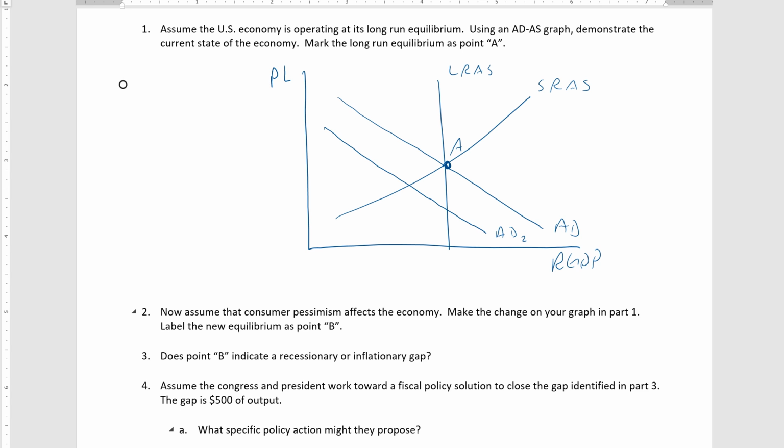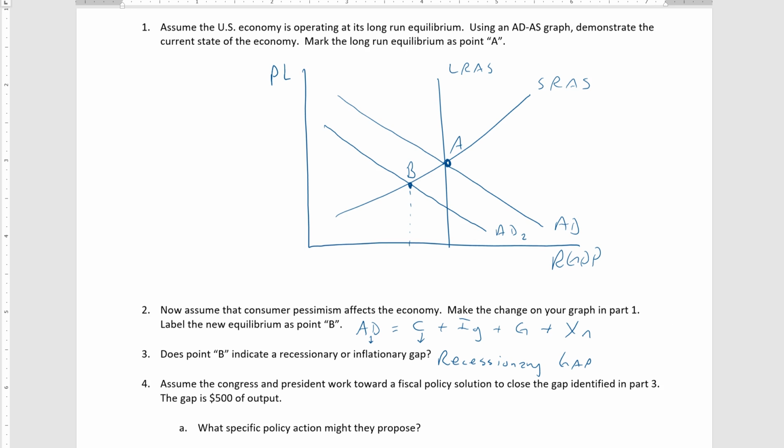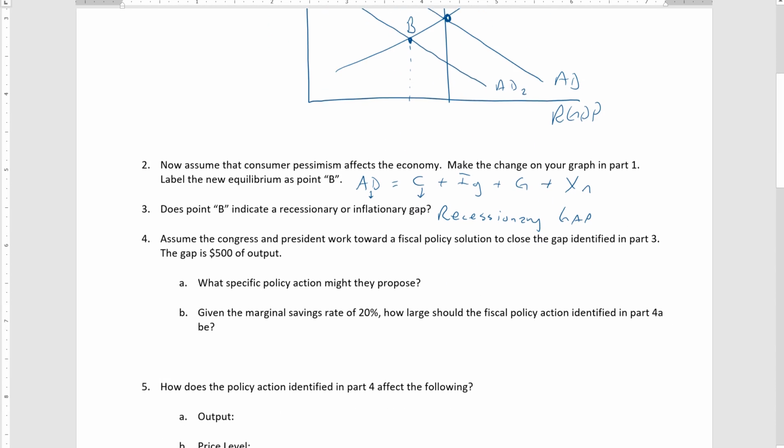Remember, the reason for this is because aggregate demand is made up of consumption spending, investment spending, government purchases, and net exports. So if consumers are pessimistic and spend less, aggregate demand will drop. And so that gives us a new short-run equilibrium at point B. At point B, because there's less output, we have what's called a recessionary gap. Now, Congress and the President are going to work toward a fiscal policy solution to close that gap. The gap is $500 of output.